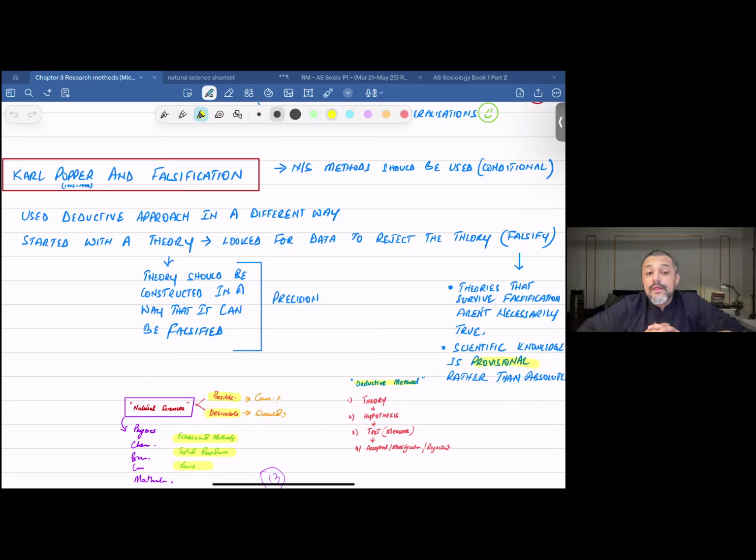However, if you were not able to prove your theory wrong, according to Popper, that means whatever your theory was is provisionally correct. I'm using the word provisional here.